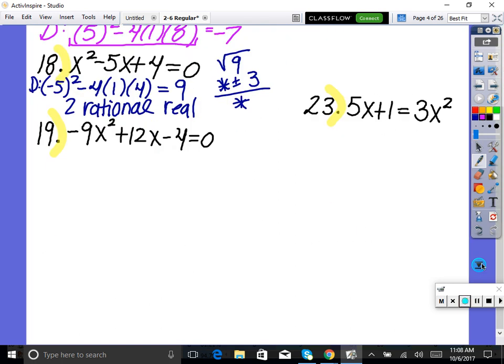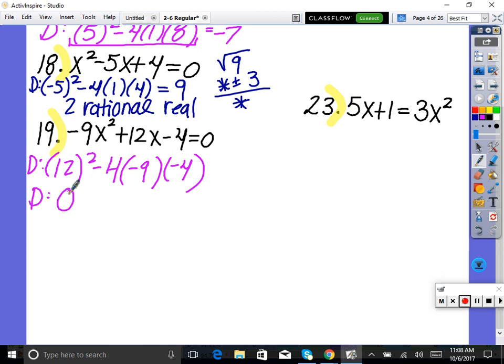I don't care what the actual solutions are. I just want to know how many and what kind. So here we go. Let's discriminate against the problem using the discriminant. 12 squared minus 4 times negative 9 times negative 4. B squared minus 4 times a times c. So our discriminant is 0. Now once again, under our square root then was a 0. The square root of 0 is 0, so we have something plus and minus 0 over something. How many solutions and what kind?